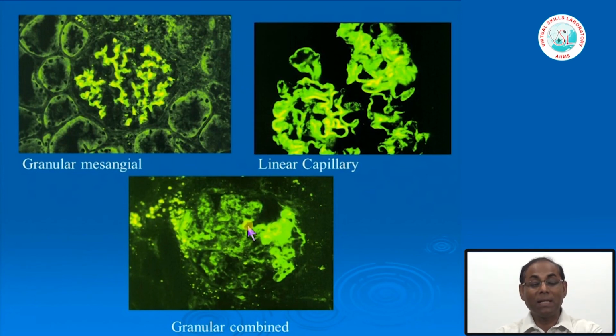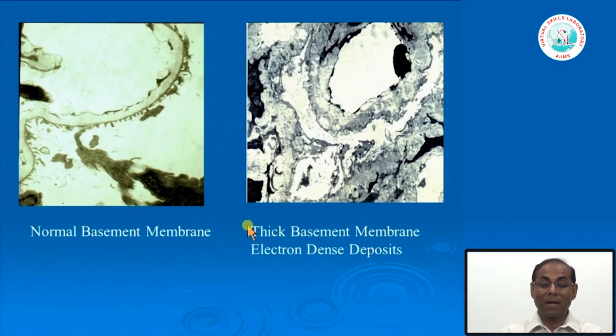So, this is the immunofluorescence, and going to the electron microscopy, if you see the abnormality, say for example, this is the normal basement membrane, you can see the podocytes, and here there is a thick basement membrane with a lot of collagenization.